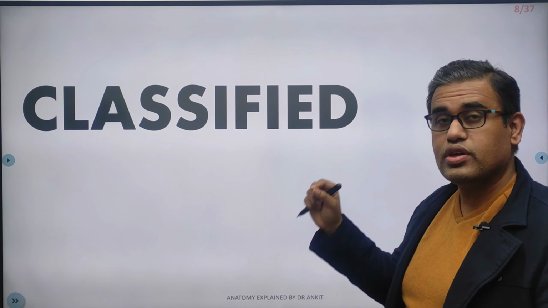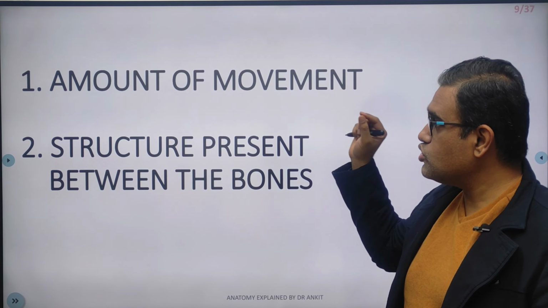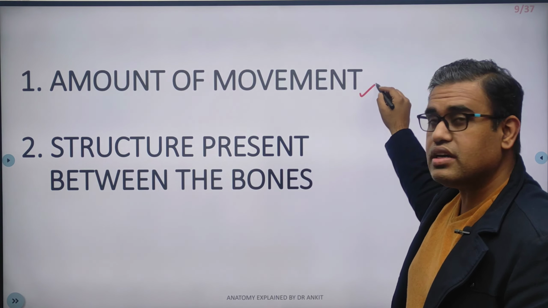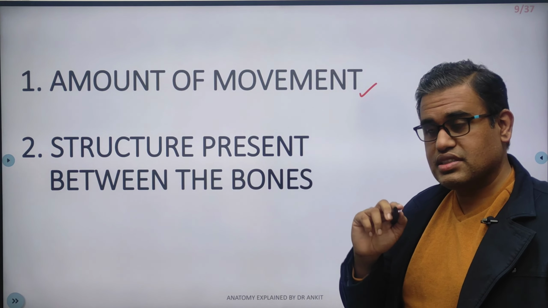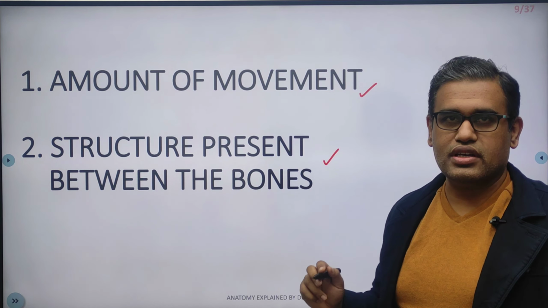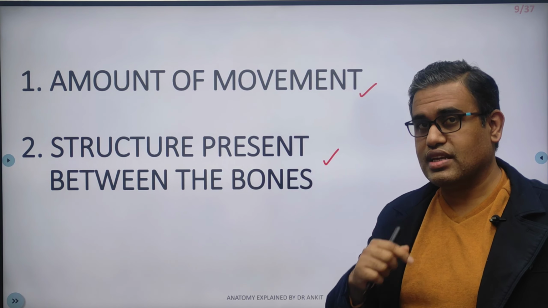Now let us see how are the joints classified. So here we are seeing that joints are classified on two main parameters. One is on the amount of the movement which a joint produces, but second is the structure which is present between the bones which are forming the joint. So these are two parameters on which the joint is classified.